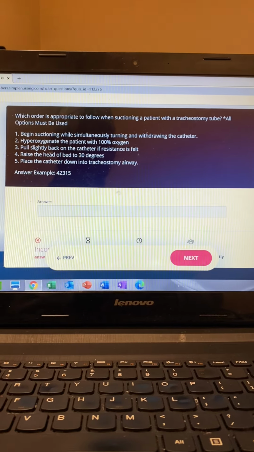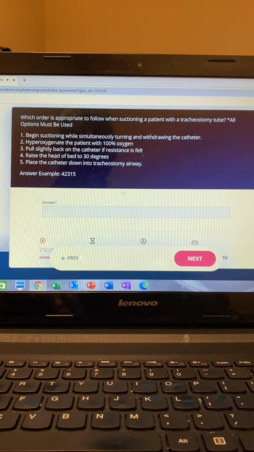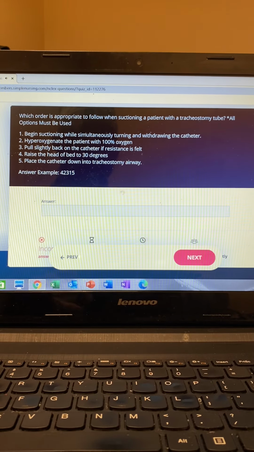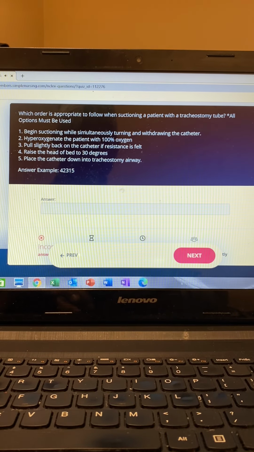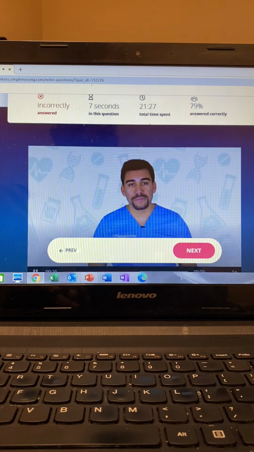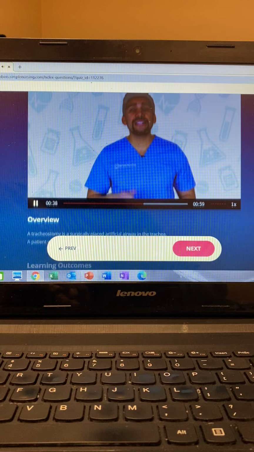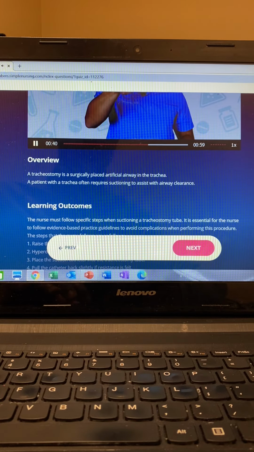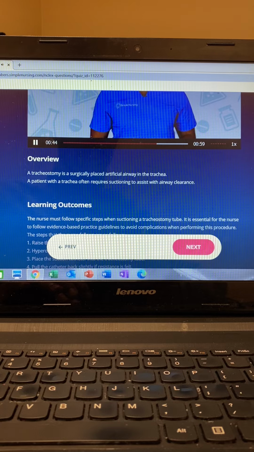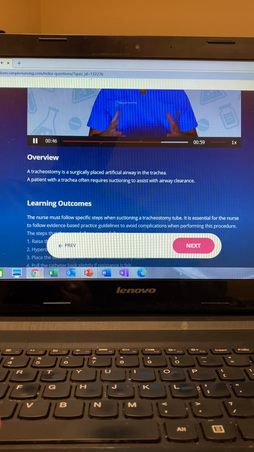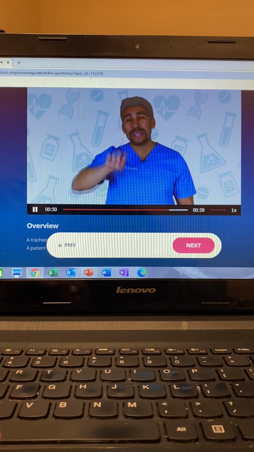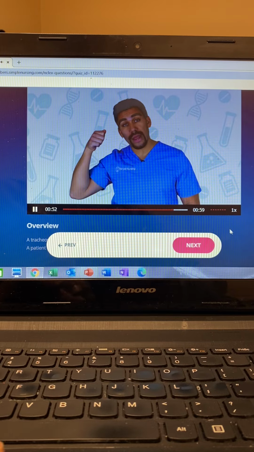So first is option number 4. We position the head of the bed up to assist with access and decrease the risk of aspiration. Second, we give the patient extra oxygen to compensate for suctioning. Third, we insert the catheter into the trachea. And fourth, once resistance is felt or the patient coughs, we basically stop. And lastly, number 5, we begin intermittent suctioning while twisting the catheter on the way out.